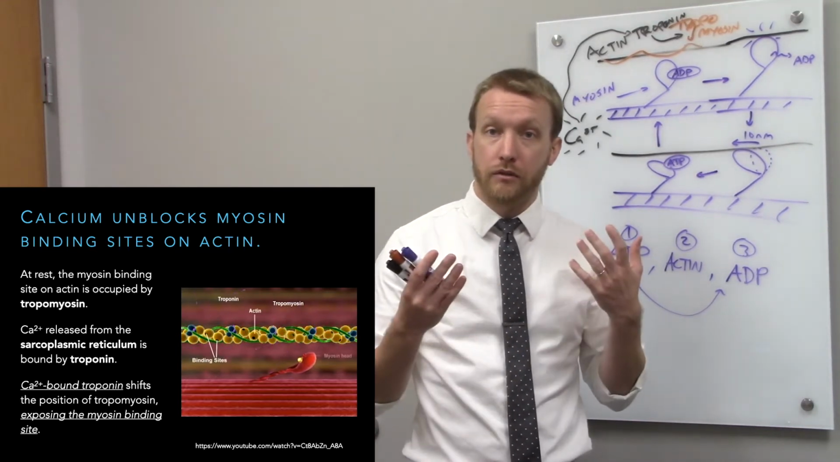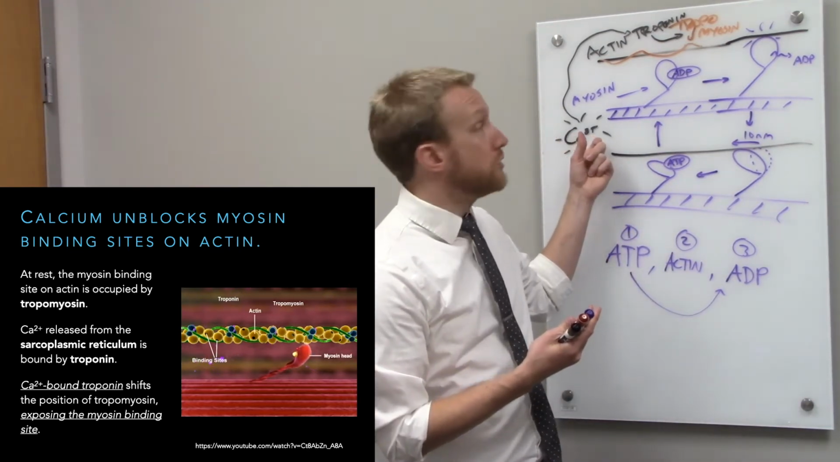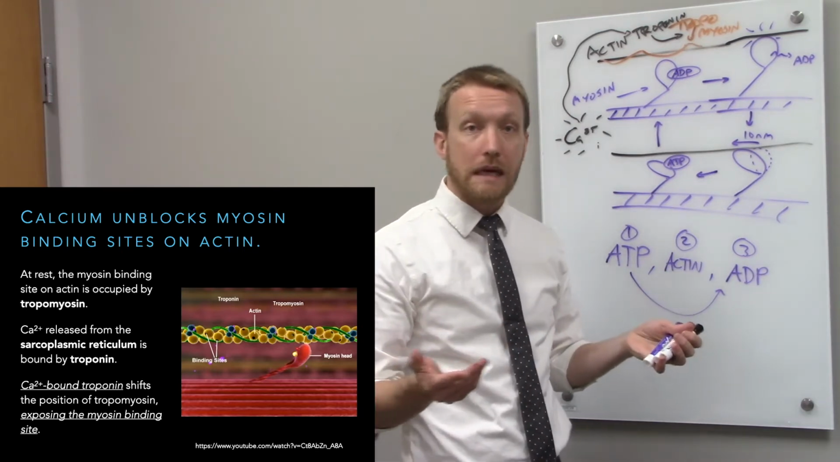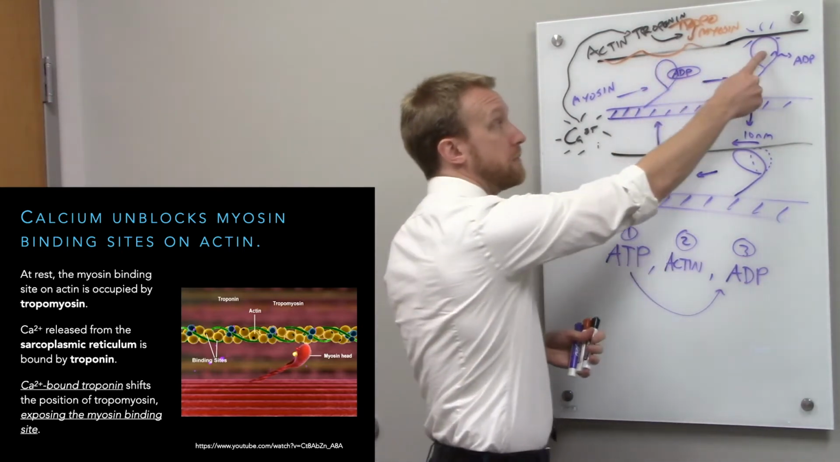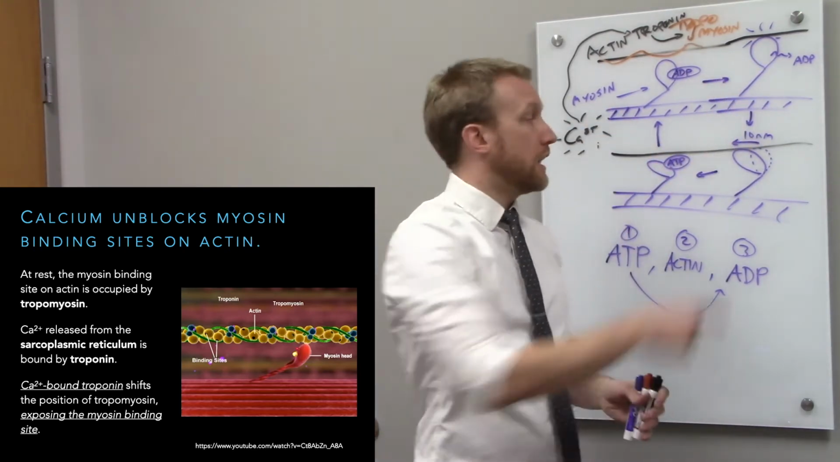So once we have calcium release within the muscle, troponin pulls tropomyosin out of the way, revealing the myosin binding site on actin, so myosin can bind. When it binds, it spits out ADP, changes shape. And that whole thing happens.